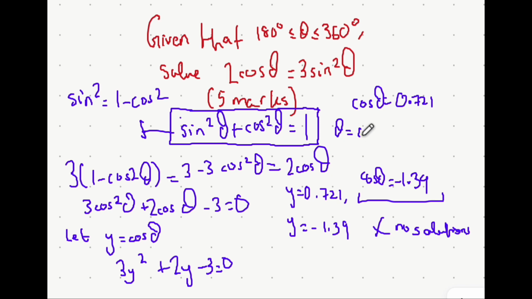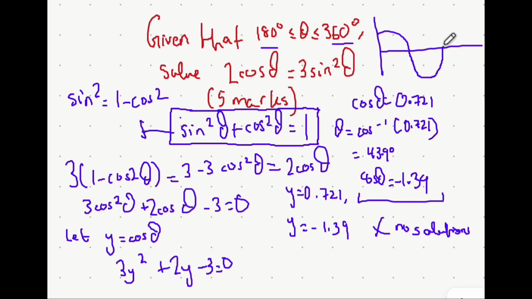And when you do the inverse cos of everything on the right side, 0.721, on the calculator, you'll get the value of... So I'm just going to quickly do that. Bear with me one moment. 0.721, 43.9 degrees. And there's one more difficult part of this question, which is realizing that it wants a solution between 180 and 360. Now, if you plot the cos graph very briefly, it doesn't need to be accurate at all. Sorry, I'm awful at drawing.